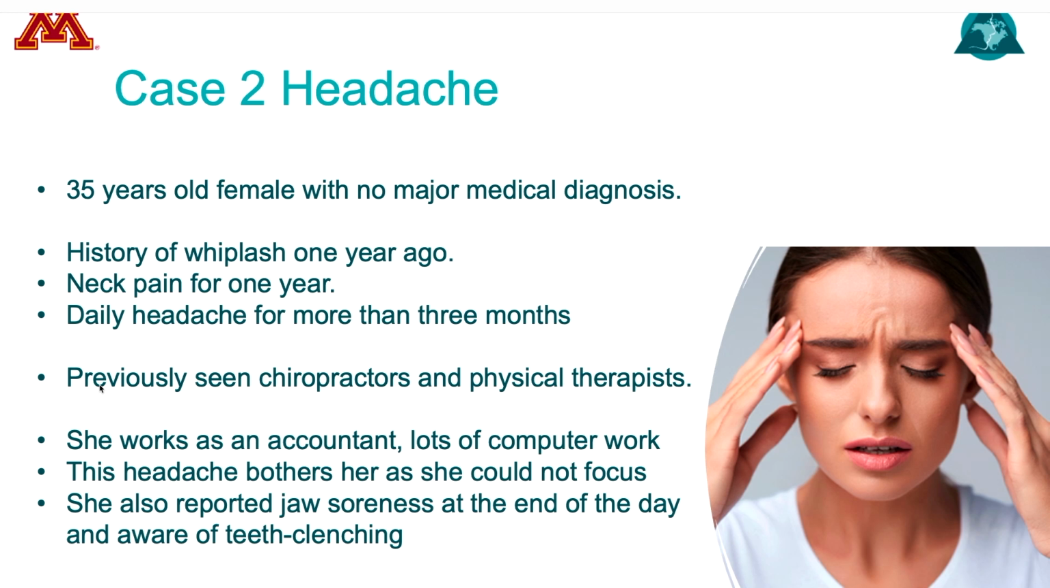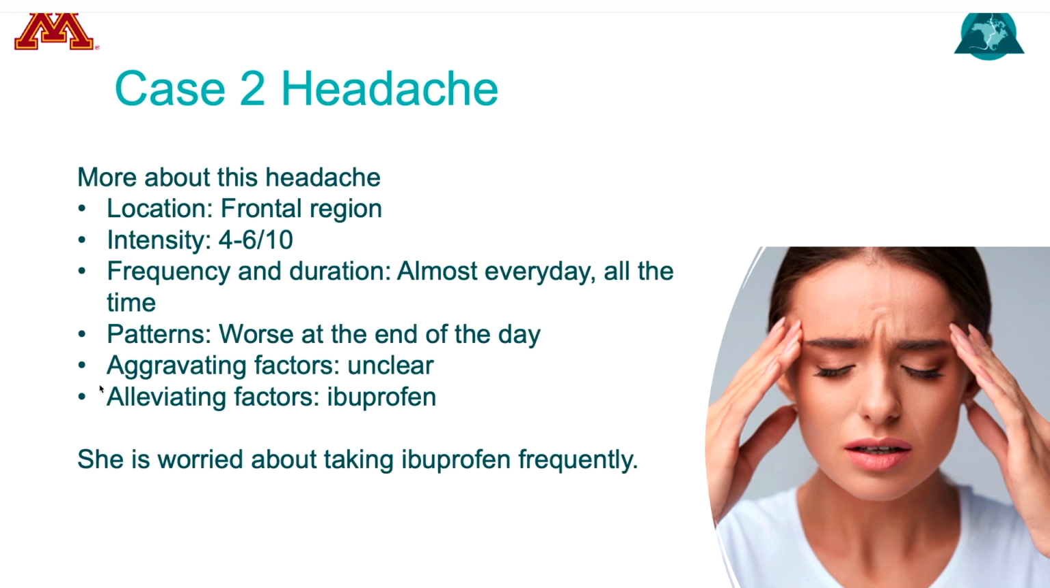In addition, she does report some jaw soreness at the end of the day, and she's aware of herself clenching her teeth at work. More about this headache: it is right at the frontal region, not the typical masseter-temporalis pain we often see. Intensity varies from 4 to 6 out of 10. She has it almost every day, all the time, and it's worse at the end of the day. It's unclear what makes it worse. Ibuprofen seems to make it better, and she's really worried about taking too much ibuprofen frequently.